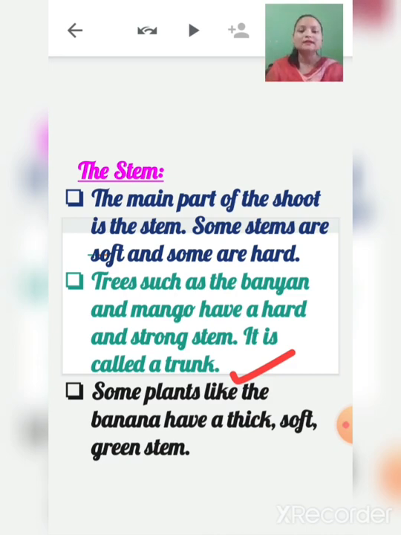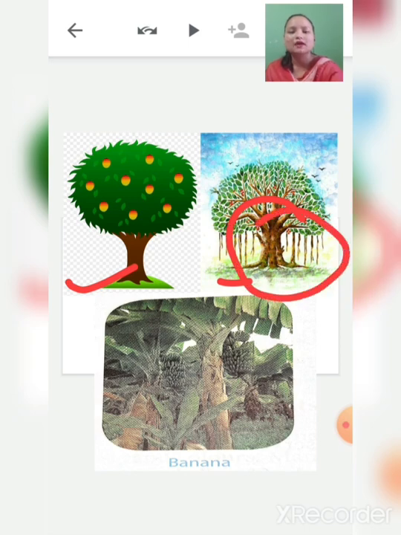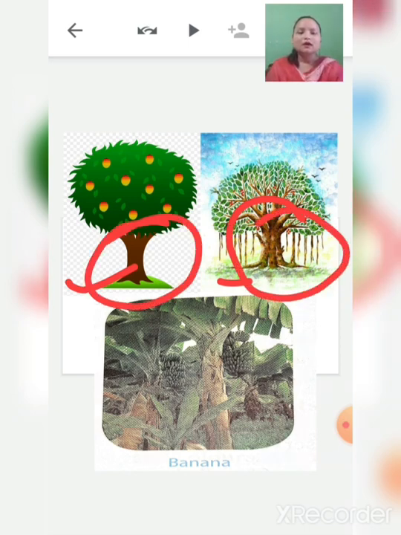And some plants like the banana have a thick, soft, green stem. You all have seen banana trees, mango trees, banyan trees, right? So they have a soft stem. And trees like mango and banyan have a strong stem which is called a trunk. You can find many more examples also. Mango tree, banyan tree, here you can see how strong and hard it is, right?